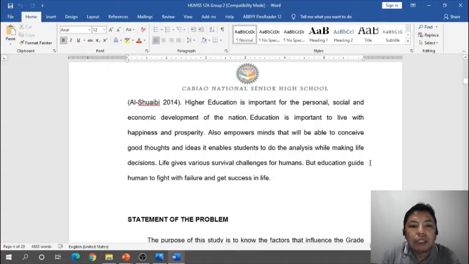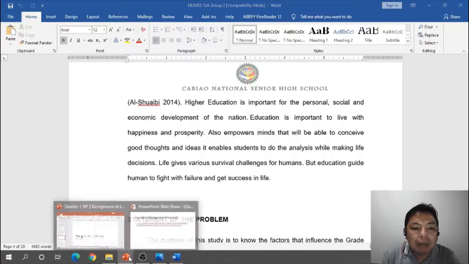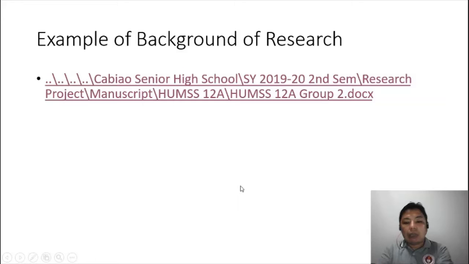Al-Shuhabi, 2014. Higher education is important for the personal, social, and economic development of the nation. Education is important to live with happiness and prosperity. Also empowers mind that will be able to conceive good thoughts and ideas. It enables students to do the analysis while making life decision. Life gives various survival challenges for humans, but educating guide human to fight with the failure and get success in life. Okay, so that was the background of study that was presented.